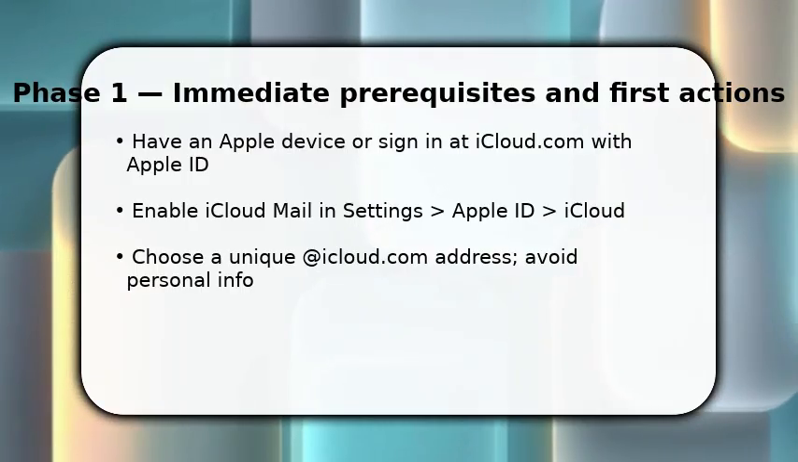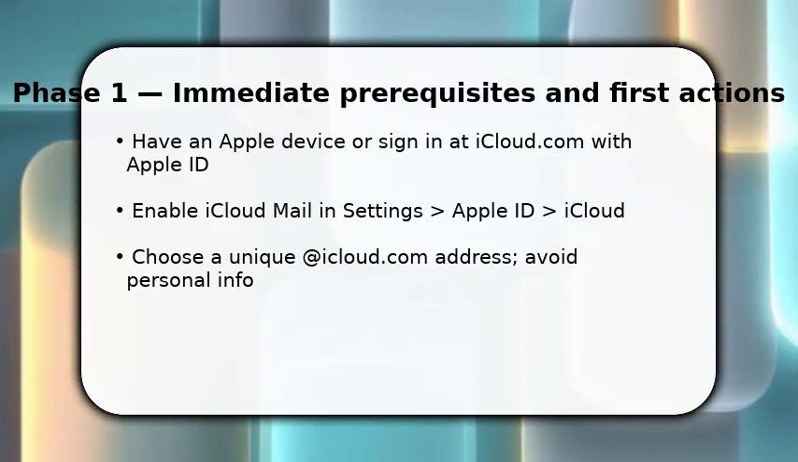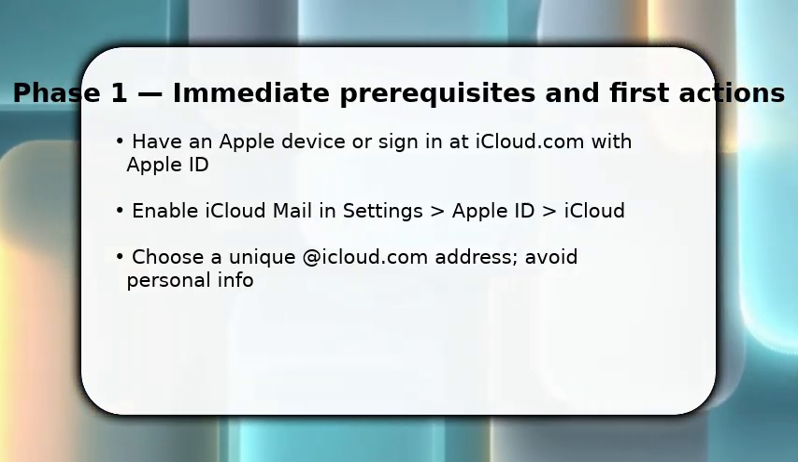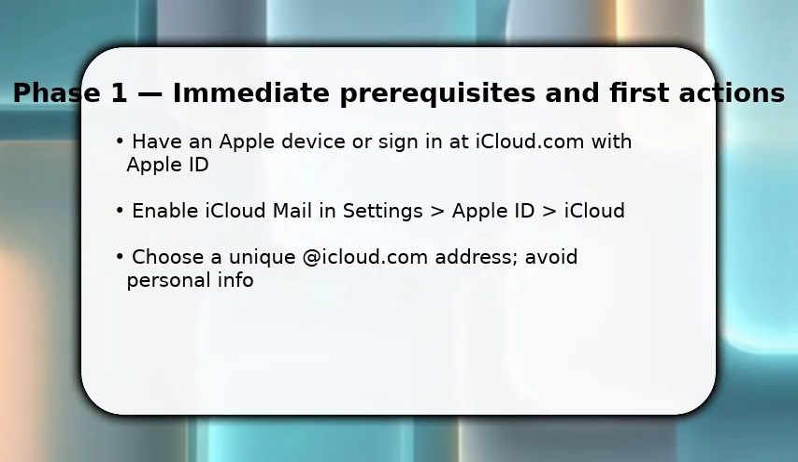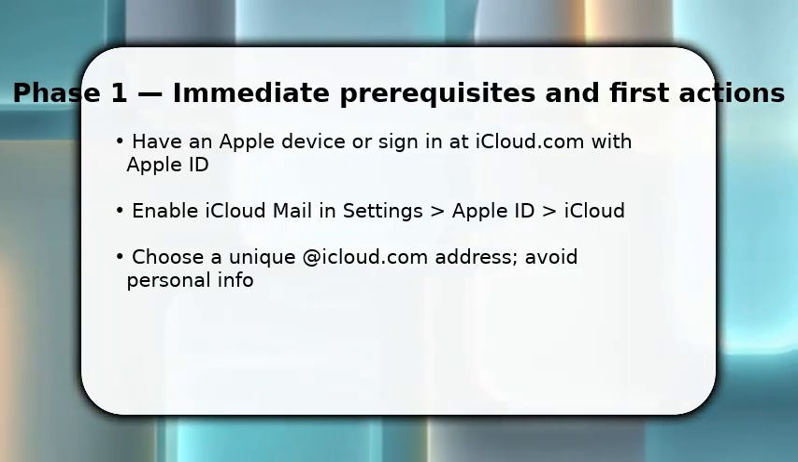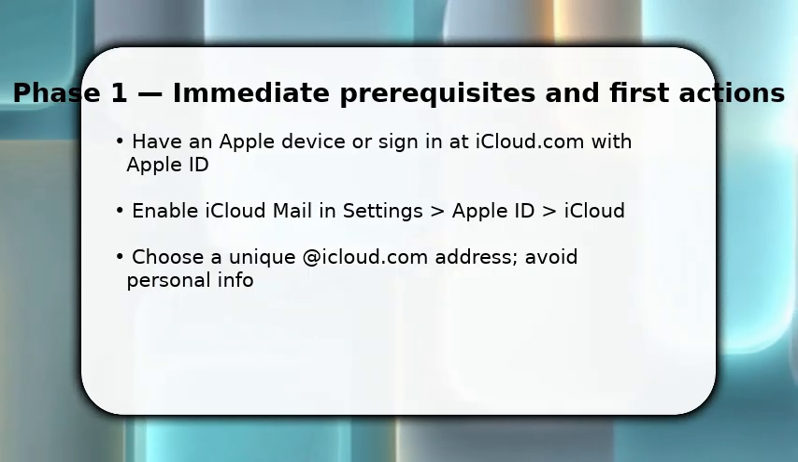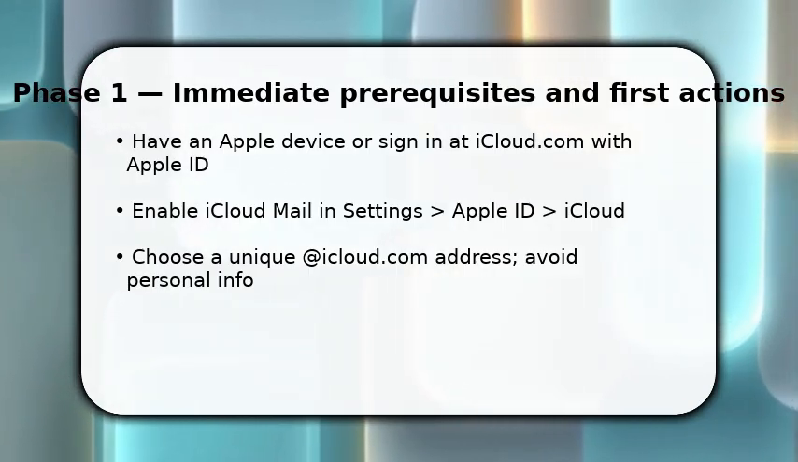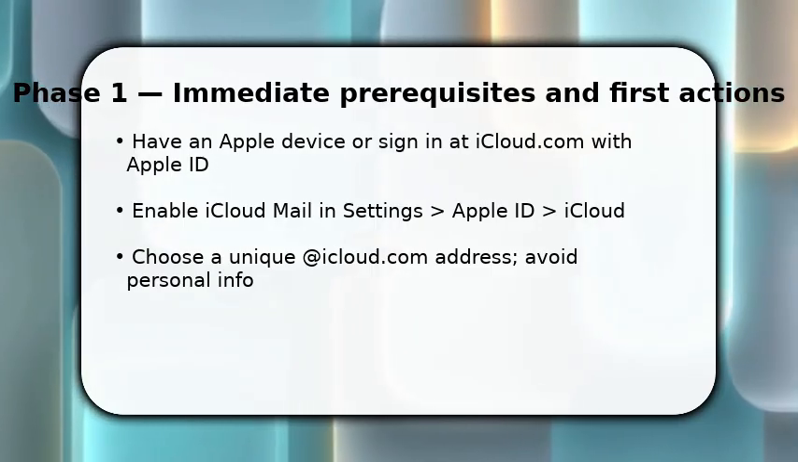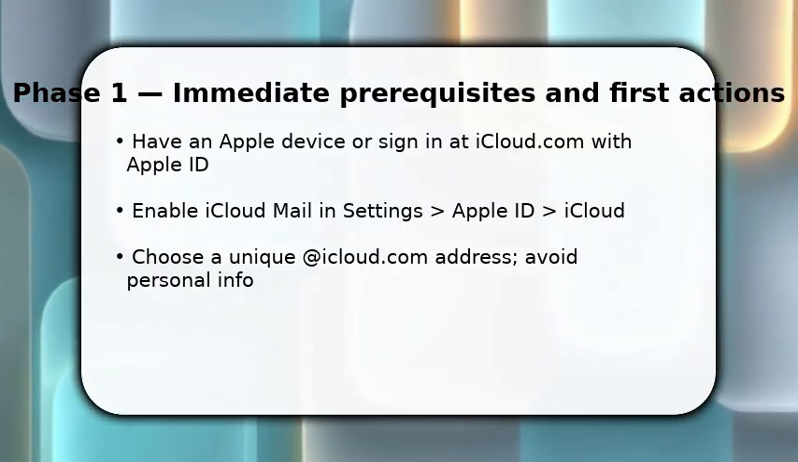You're ready to create an iCloud mail address. Start now. On your iPhone or Mac, open Settings or System Preferences and tap Apple ID, then iCloud. Turn Mail on. This registers your mailbox. Choose an @iCloud name when prompted. Pick something simple and unique so delivery and syncing work reliably.